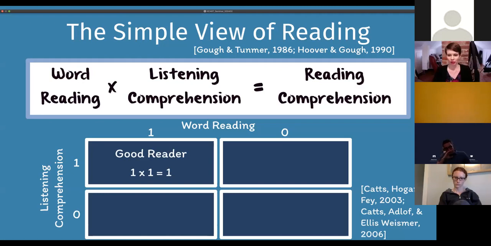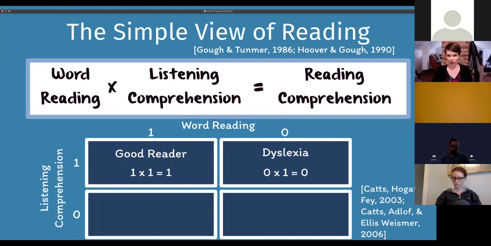Now, if we have an individual who has poor word reading abilities, but good listening comprehension abilities, the simple view of reading would predict that they would have poor reading comprehension, but this would be the result of their poor word reading ability. So their inability to map those sounds of the language to the symbols on the page. And this is our profile of dyslexia, also sometimes referred to as poor decoders.